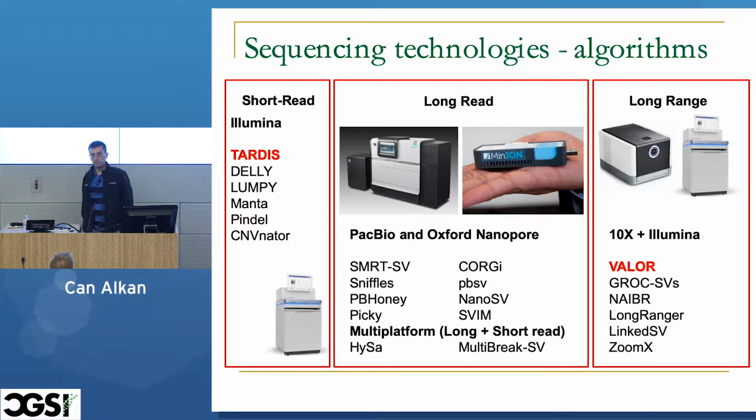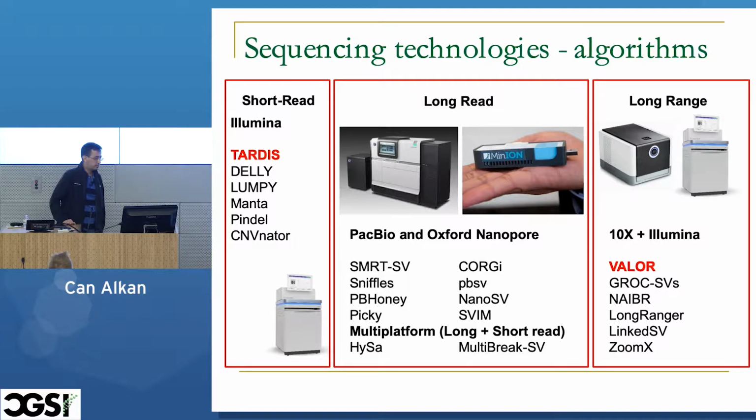So there are obviously many different algorithms to work on this kind of data. For short reads, we have TARDIS, Delly, Lumpy, Manta, Pindel, CNVnator. So Pindel and CNVnator are among the oldest ones. Delly and Lumpy are probably the most popular. TARDIS is a tool that we have developed with Fereydoun Hormozdiari. Since it is written in red, obviously it's the best one.